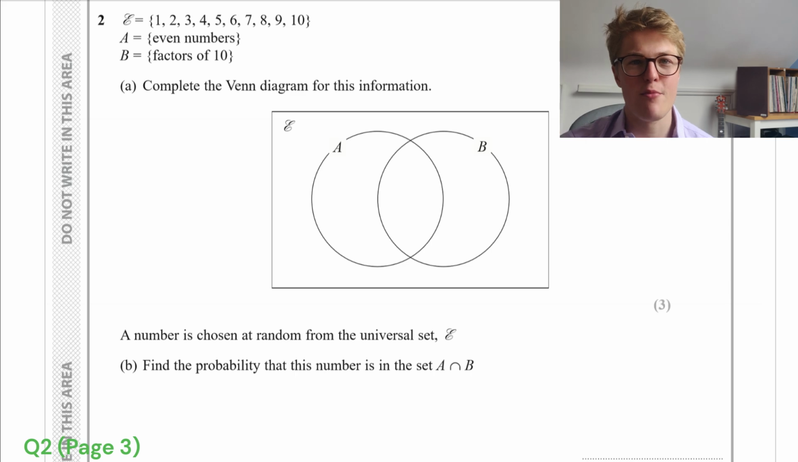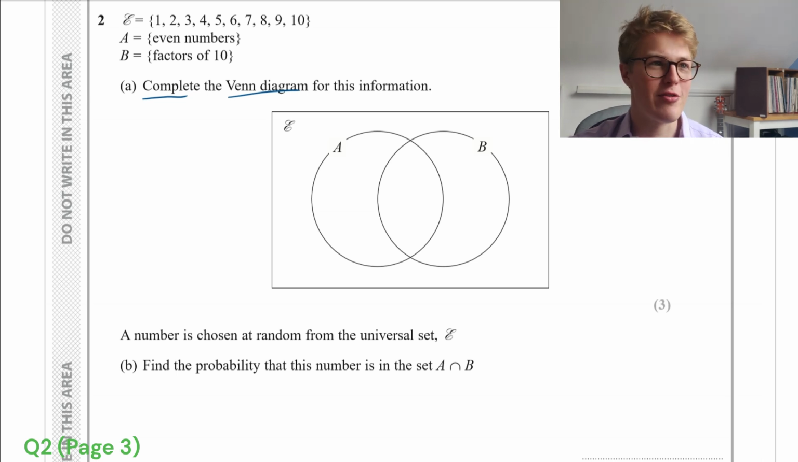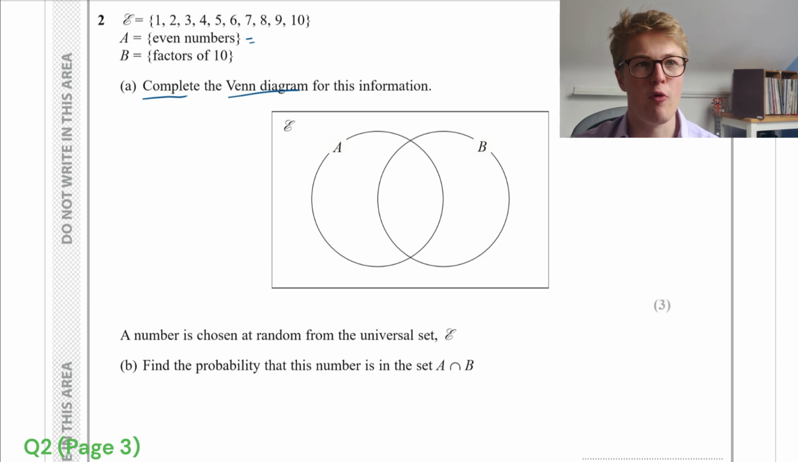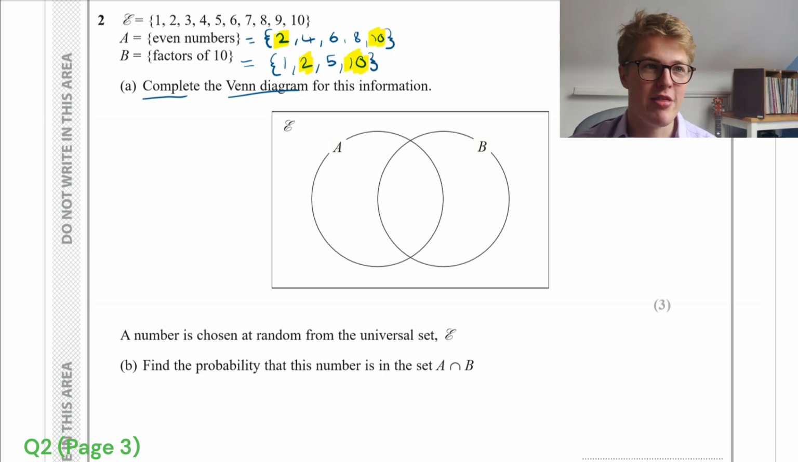Complete the Venn diagram for this information. So what we have here is the numbers from 1 to 10, and then A is even numbers and B is factors of 10. So the even numbers between 1 and 10 are going to be 2, 4, 6, 8 and 10. The factors of 10 are going to be 1, 2, 5 and 10. So looking at these numbers, we can see 2 and 10 are both common to A and B, which means they go in the intersection in the middle.